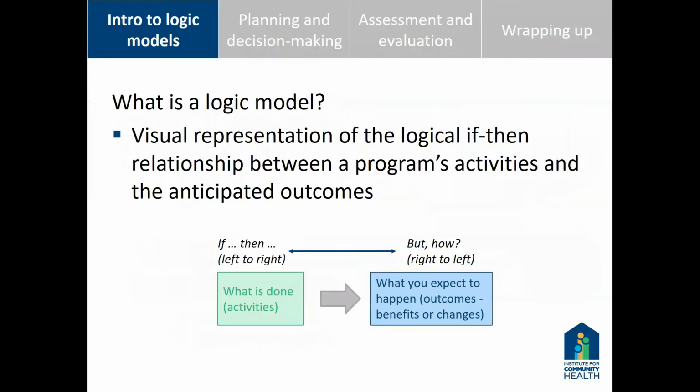So I'm going to start with what a logic model is. A logic model at its very core is a visual representation of the relationship between a program's activities and its outcomes. So what is done and what you expect to happen. A logic model should be able to be read in two directions. If you start with the activity, you should be able to see if I do an activity, then something will change. And if you start with an outcome or change, you should be able to ask, but how did that happen?